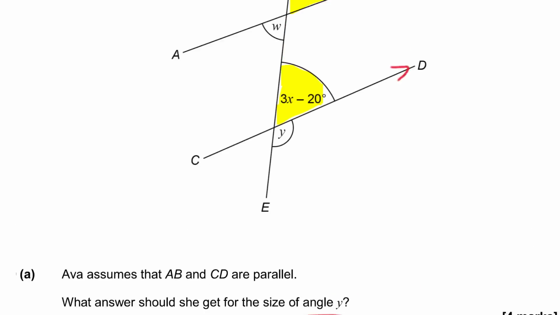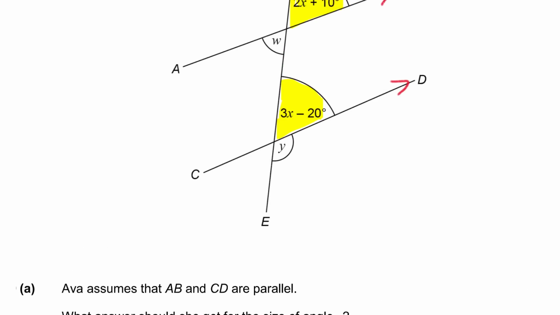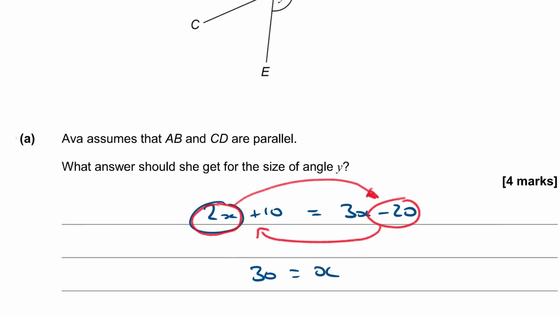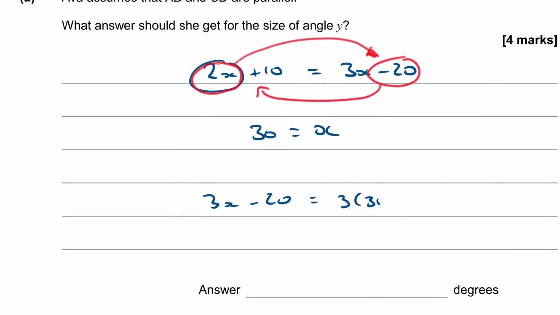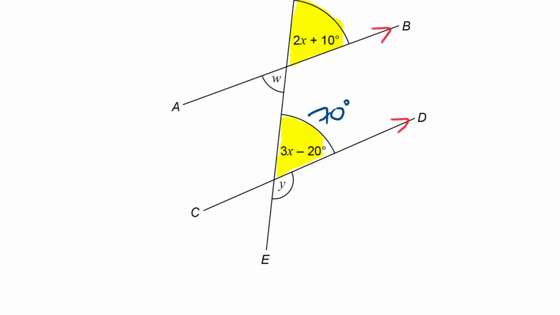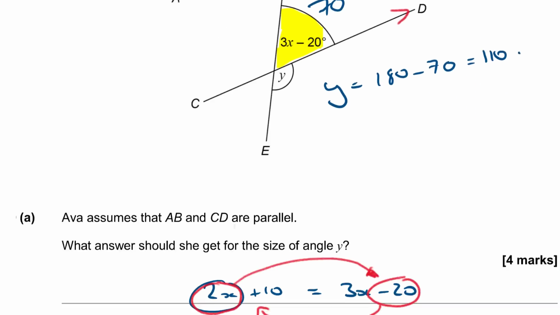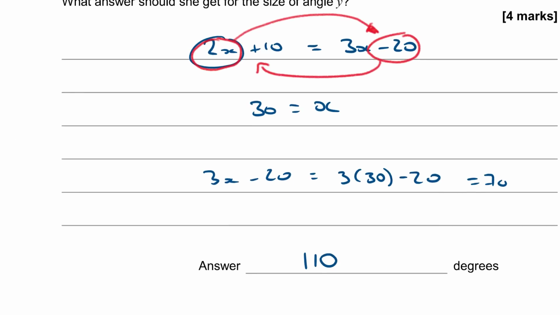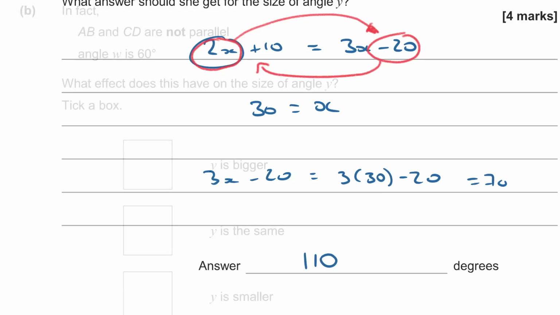So if x is 30, then our congruent angle, 3x minus 20, is going to be 3 lots of 30 minus 20. 3 lots of 30 is 90, take away 20 is 70. So then this angle up here must be 70, and so y is going to be 180 minus 70, because they lie in a straight line, giving you a value of y of 110. So 110 if her assumption is correct.